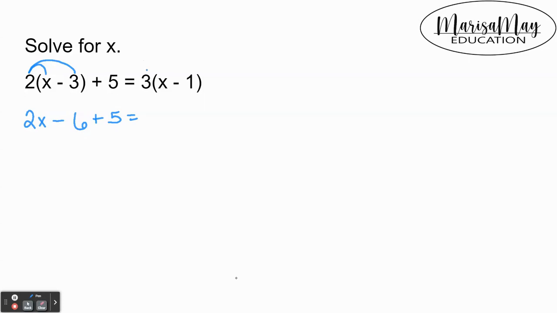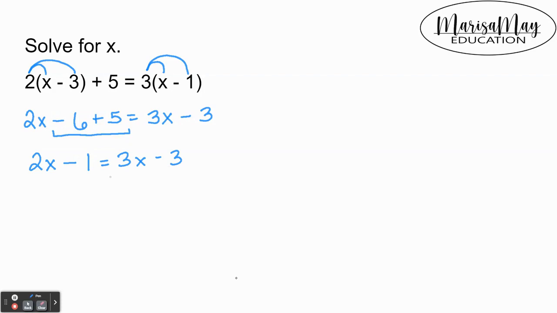And then we'll distribute the 3 to the parentheses here. So 3 times x would give us 3x, and 3 times 1 would give us 3. Now, let's go ahead and combine these two terms here. On the left-hand side, we get negative 6 plus 5, which would give us negative 1. Now that we've cleaned up both sides of the equation, we want to move all the variables to one side.